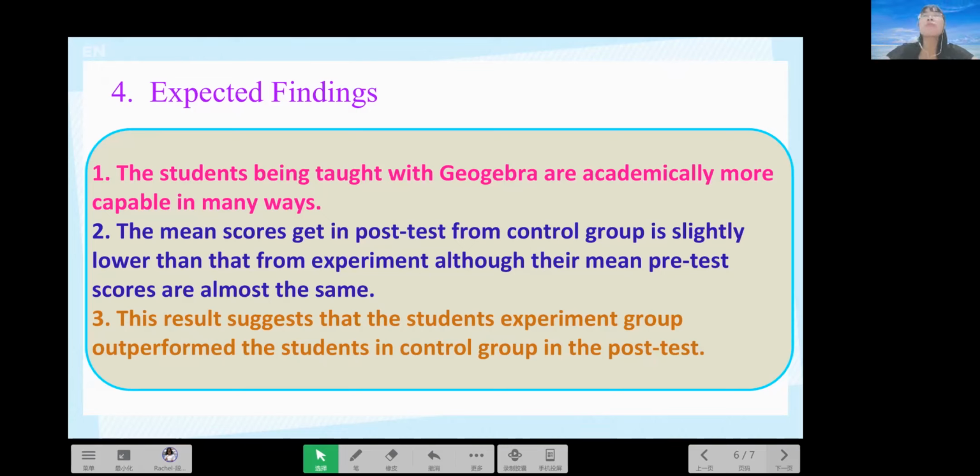So this can also show that there may be different impacts or influence depending on whether they are taught with GeoGebra. The third one is that this result suggests that the students in the experimental group outperformed the students in the control group in the post-test.